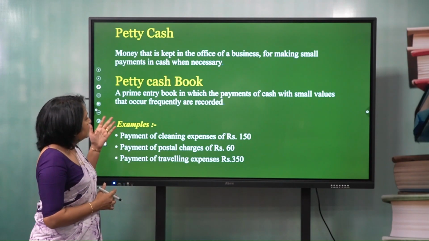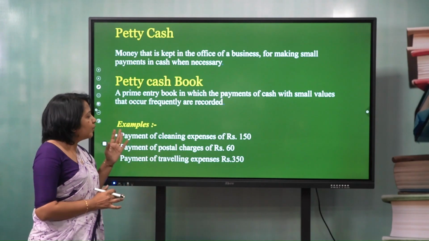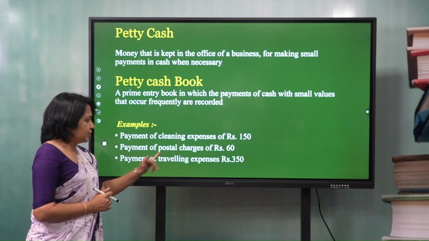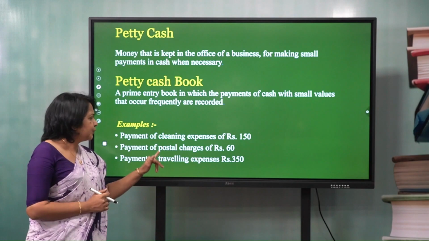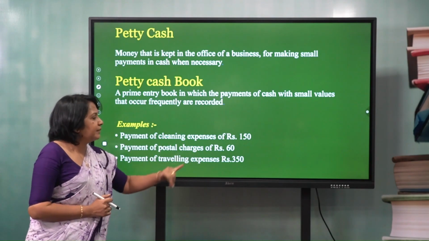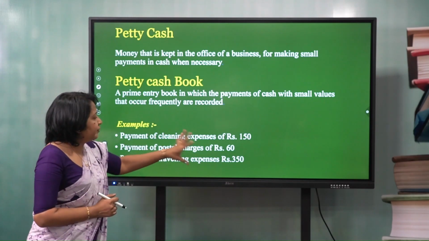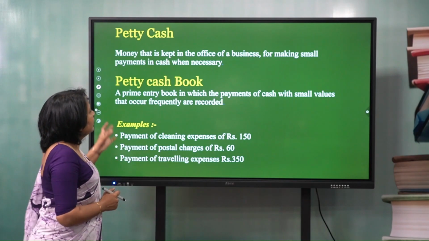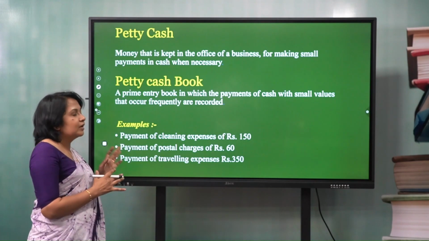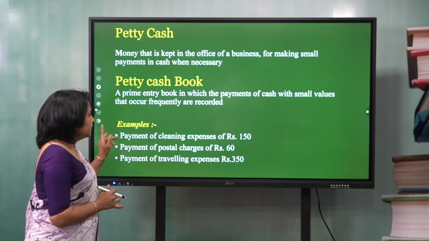So as I told you, this payment of cleaning expenses 150. It's a small value expense. And this postal charges 60 rupees. Value is small, and normally a business has to do this kind of expenses frequently. And traveling also same as that, 350, small value expense. So for that type of expenses, we call petty expenses, and they are using a separate specific amount in a business to spend for these expenses.